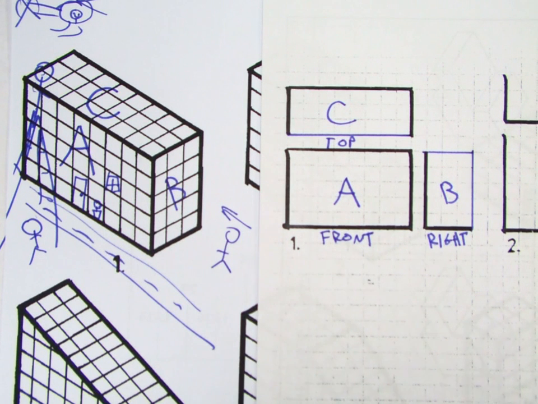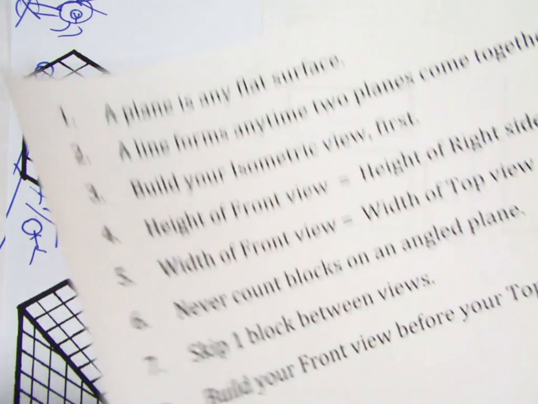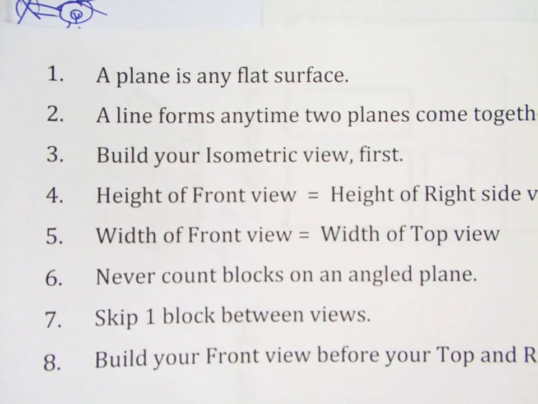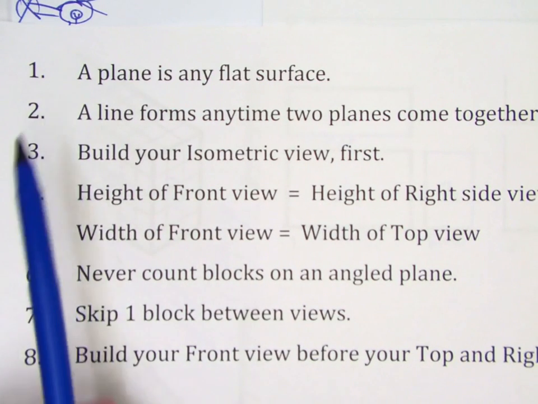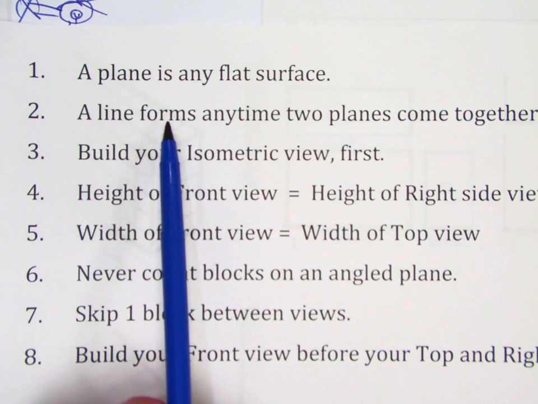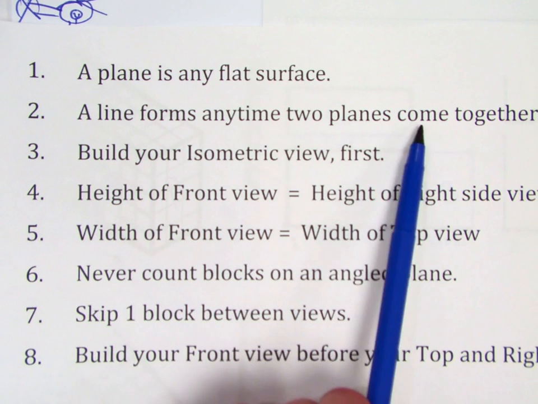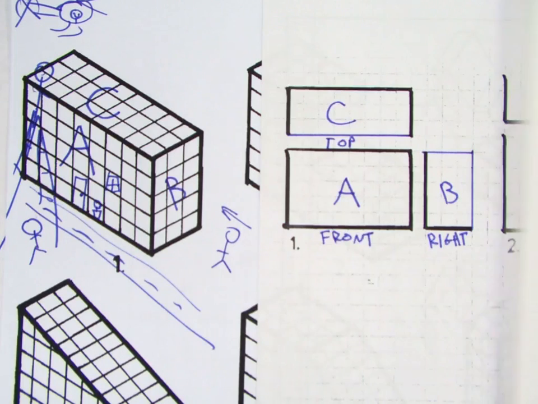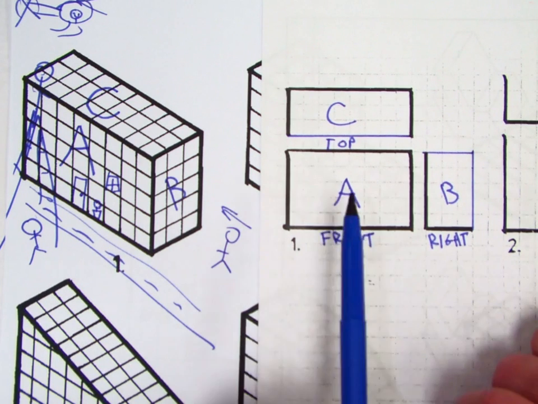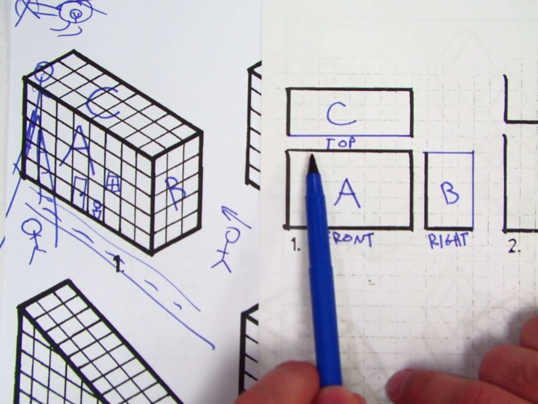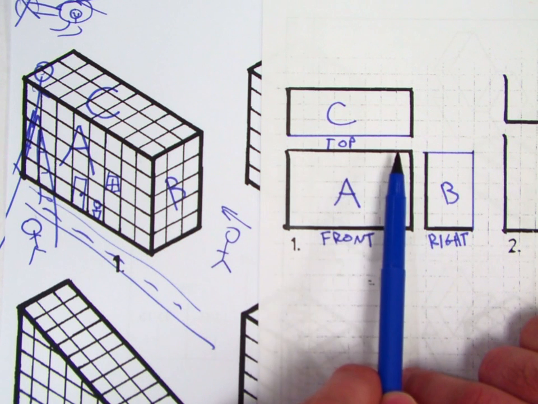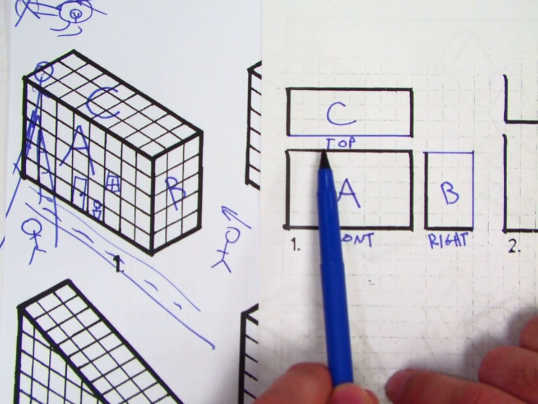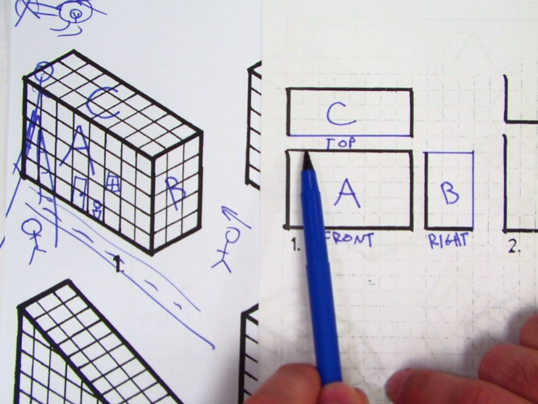Before we move on to number 2, there's one more thing I want to talk about. Earlier, we said that a line forms anytime two planes come together. Let's think about that. As I look at the front view, I can see this line. This line is visible to me. If that line is visible, it must mean that there's two planes coming together.